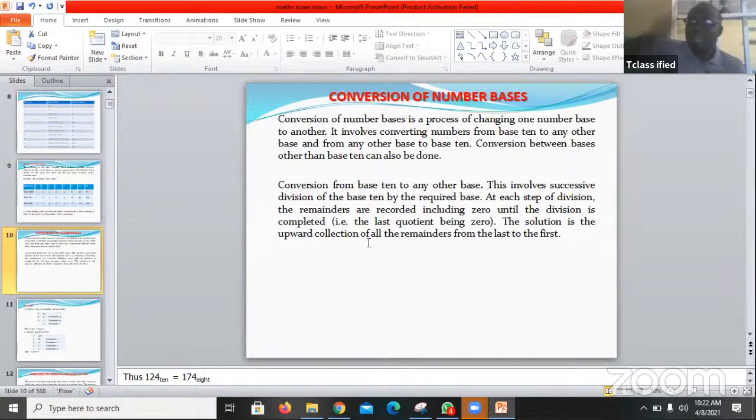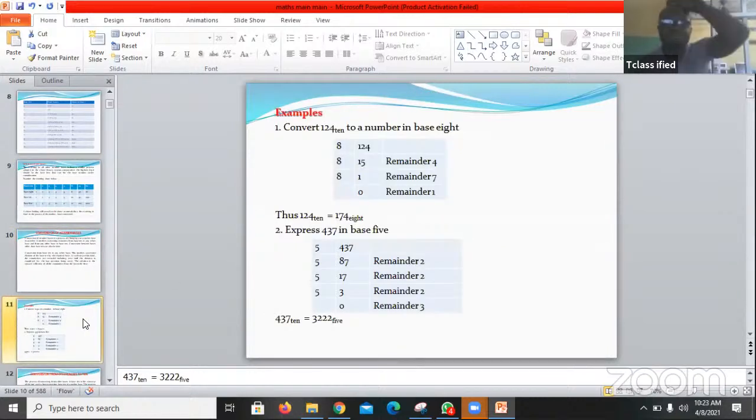I had earlier told us that to convert from any other base to base 10, just place them in the place value. But if you want to convert from base 10 to any other base, you have to do what we call successive division by the base required. At each step of the division, the remainders are recorded, including 0, until the division is completed. Then you collect the remainders. So let's practice this so that you understand it.